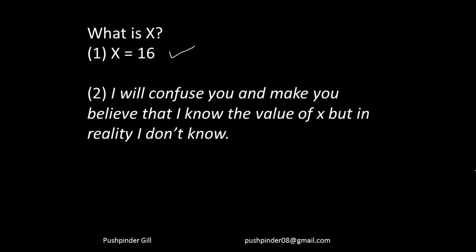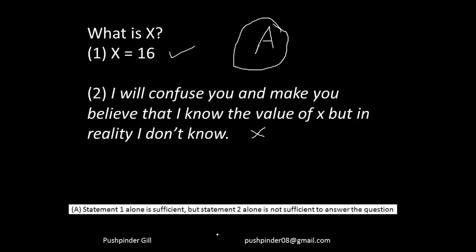So whenever the first statement only gives you the answer and the second statement does not give you the answer, your answer option is A. So what does A mean? Statement 1 alone is sufficient, but statement 2 is not sufficient to answer the question. So this is the meaning of the first statement.